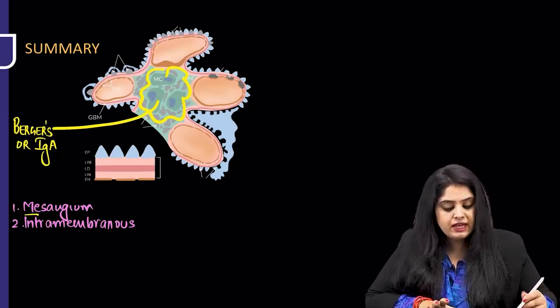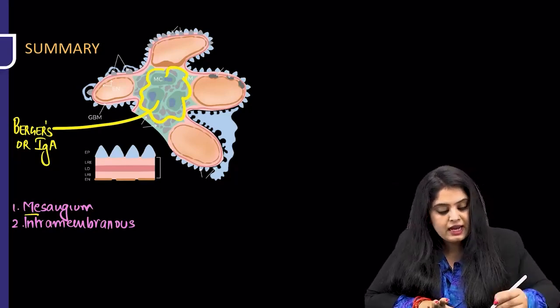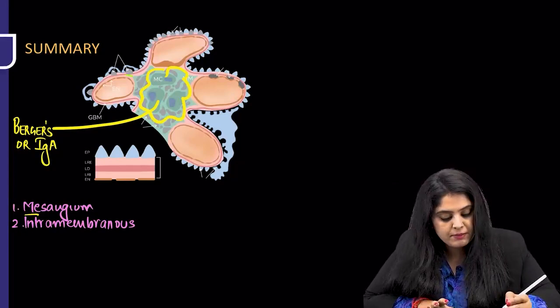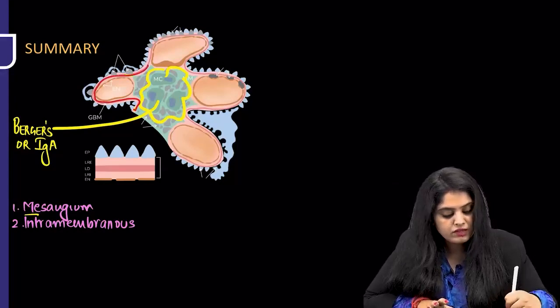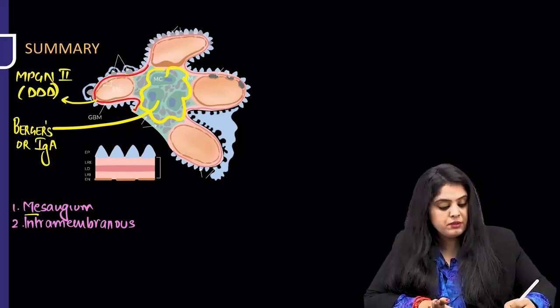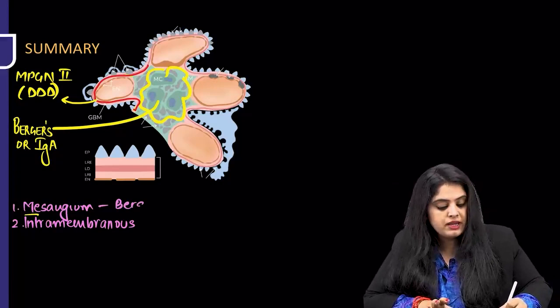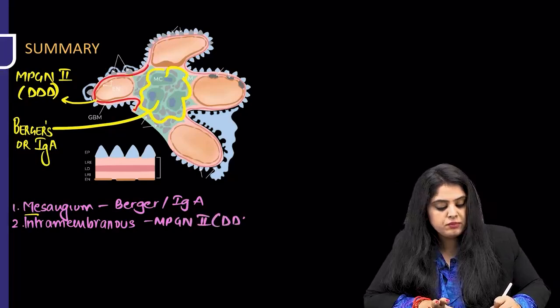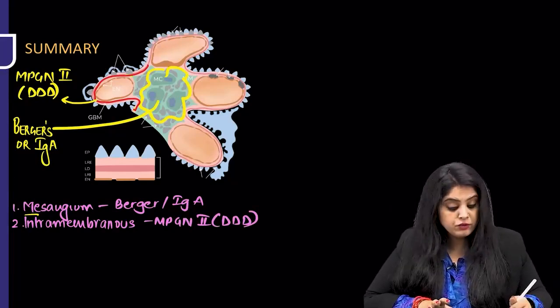Next I go on to the intramembranous, guys, which was the only disease which was known as dense deposit disease. Dense deposit in which the entire membrane, so if I can highlight it, the entire membrane like this was becoming prominent. So that is known as intramembranous disease, and intramembranous disease was MPGN type 2, which is a dense deposit disease. So repeating, mesangium में क्या आया? Mesangium में आया Berger's, and Berger's में IgA, and intramembranous में we had MPGN type 2, which is known as dense deposit disease. Now let's look at the confusing ones.